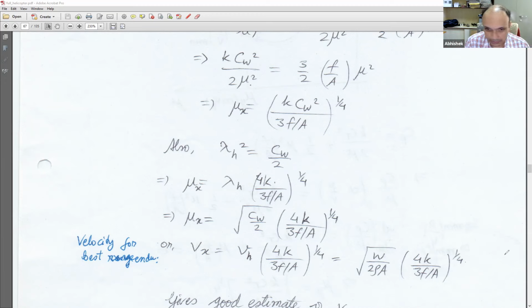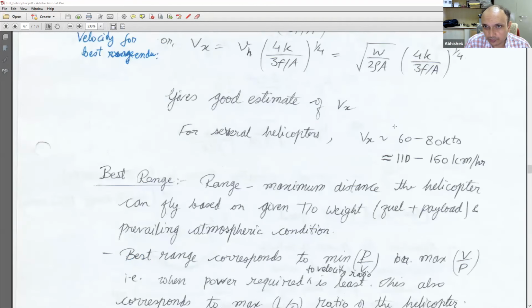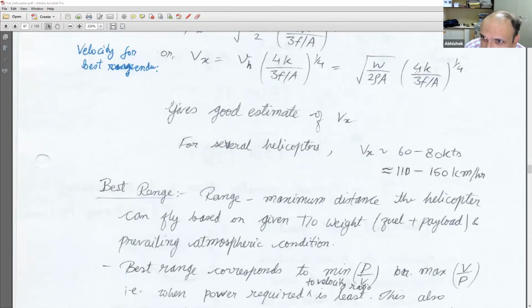Okay. So let's come back. All right. So this is what we have for endurance. Now let us move on to what we can do. So this gives you a good estimate of Vx, and if you actually do it for a representative helicopter, you go ahead and find these things out.